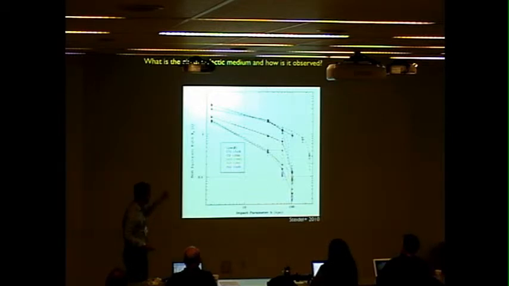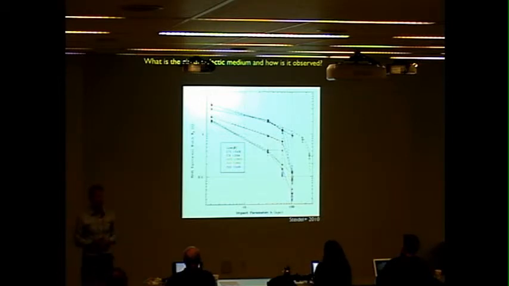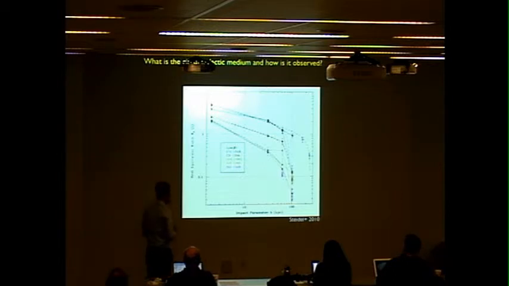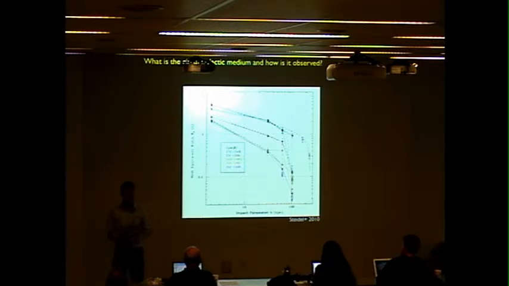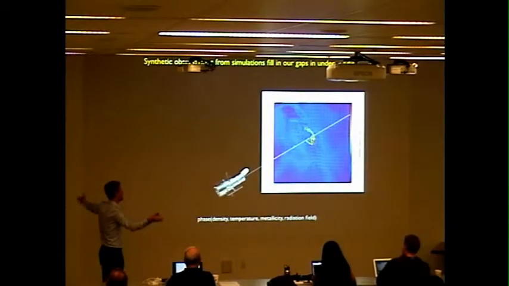And this can tell you a lot because these different absorption lines are tied to the different phases of the gas, right? More highly ionized lines are going to be, well, it's all a feature of the temperature, the density, the metallicity, and the radiation field of the gas at that particular location. So, okay, so how do simulations help?